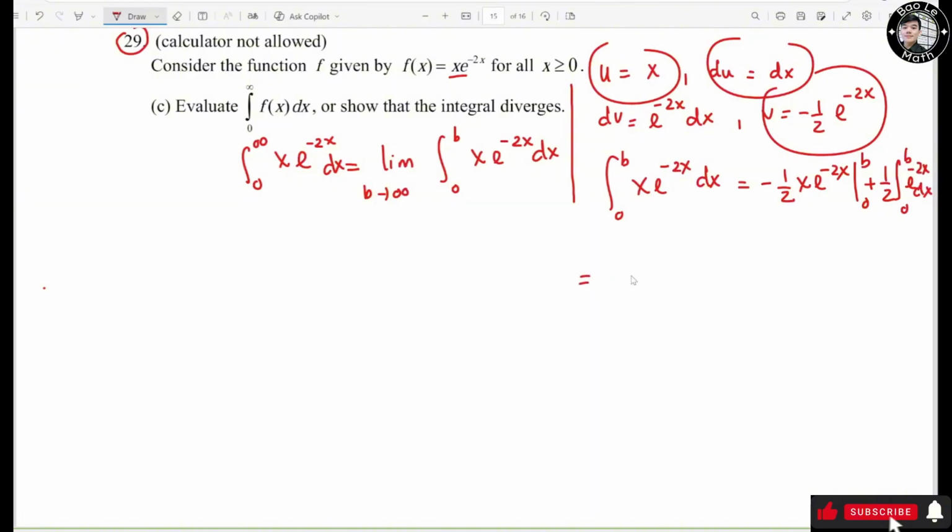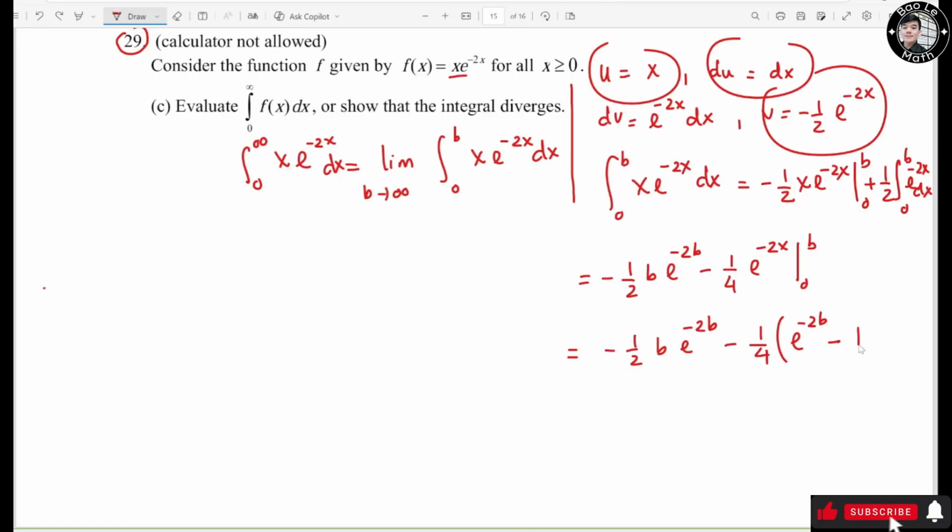So this guy becomes negative 1/2. Substitute b for s, so it could be b times e to the negative 2b. Substitute 0 for s, could be 0, right? Plus, now the antiderivative of e to the negative 2s, it could be negative 1/2, right? So it could be negative 1 over 4 e to the negative 2s evaluated from 0 to b, right? So it's going to be negative 1 over 2 b e to the negative 2b minus 1 over 4 times e to the negative 2b. E to the 0 is going to be 1, right?